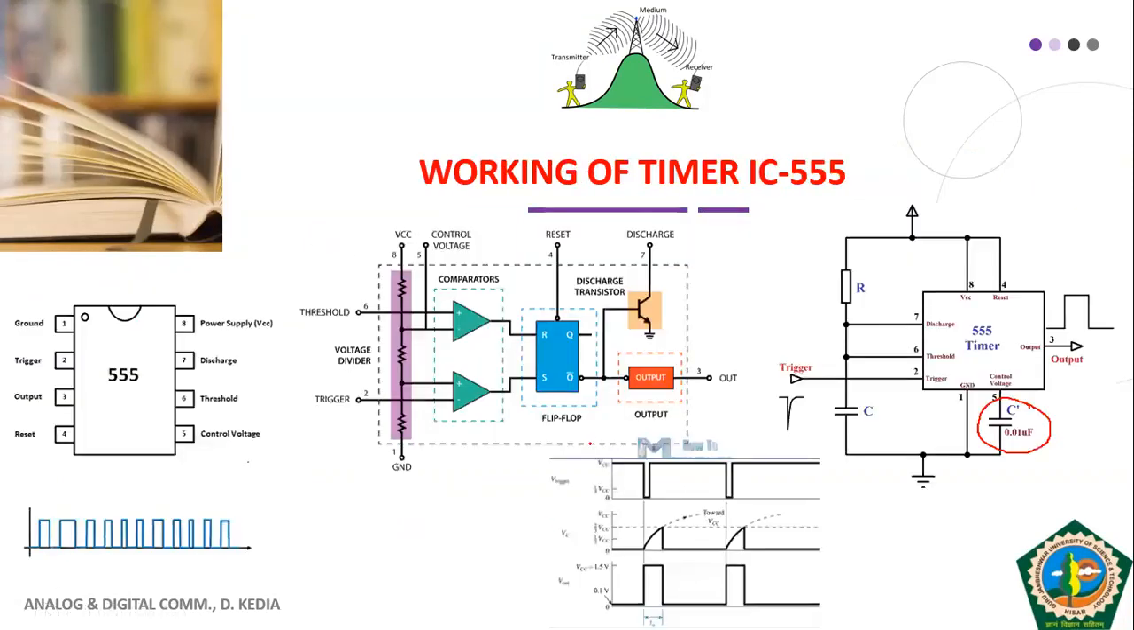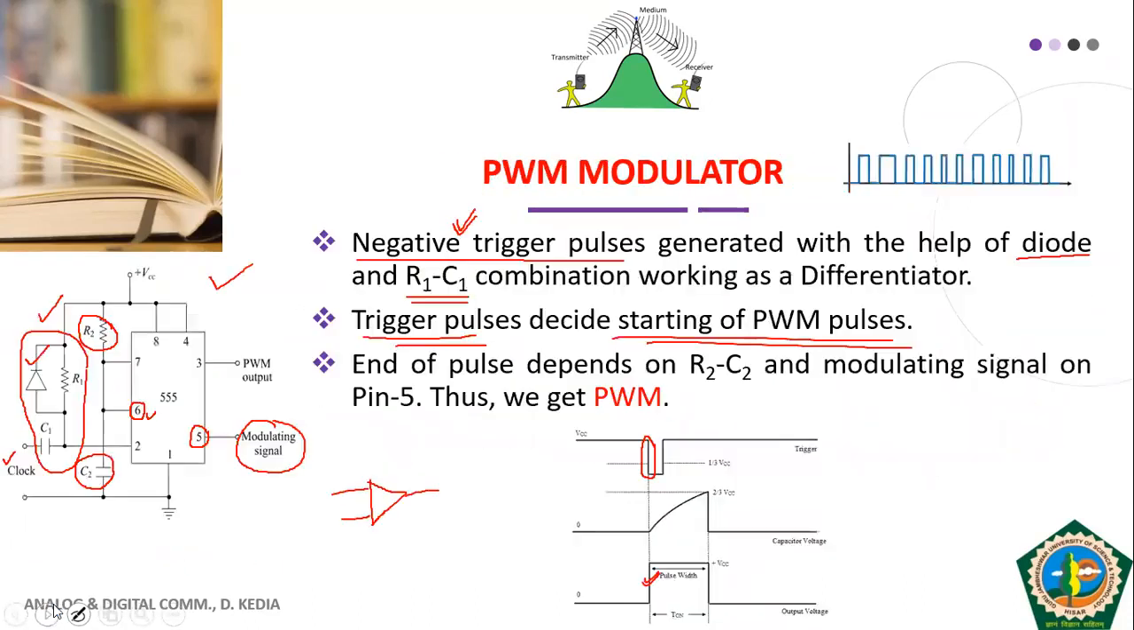let me show you the previous slide once again. This comparator compares the threshold voltage and the control voltage. This is 2 by 3 VCC, which is inbuilt, and this control voltage is overriding this 2 by 3 VCC. So indirectly, we are comparing the threshold voltage and the control voltage instead of 2 by 3 VCC. So what is happening here? We are comparing the modulating signal voltage and the threshold voltage, which is generated through your R2C2 combination, okay.